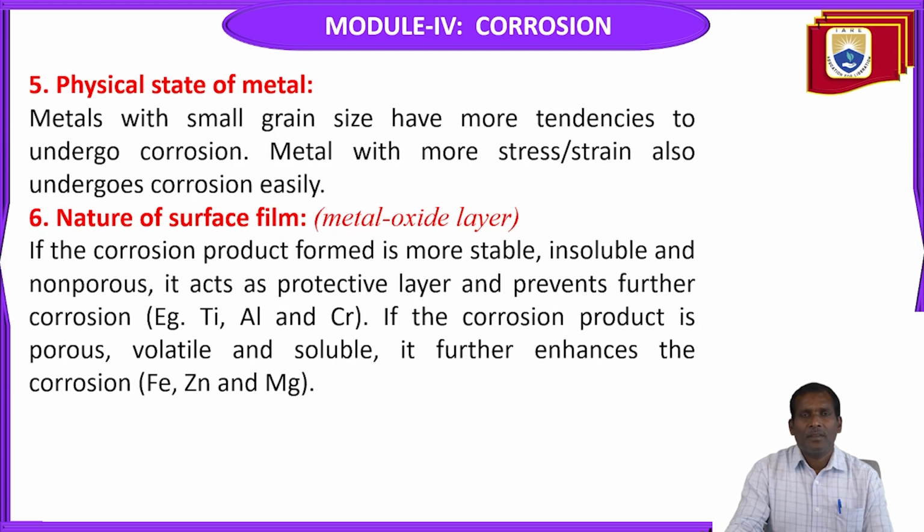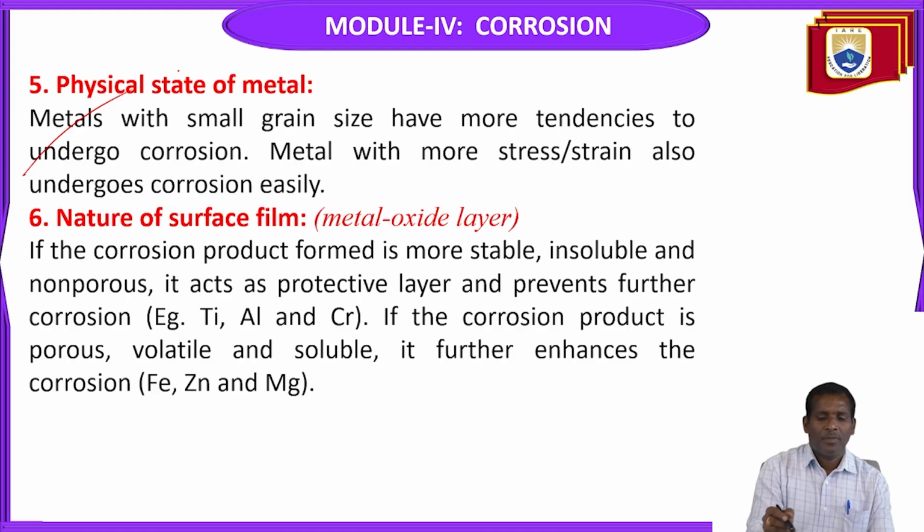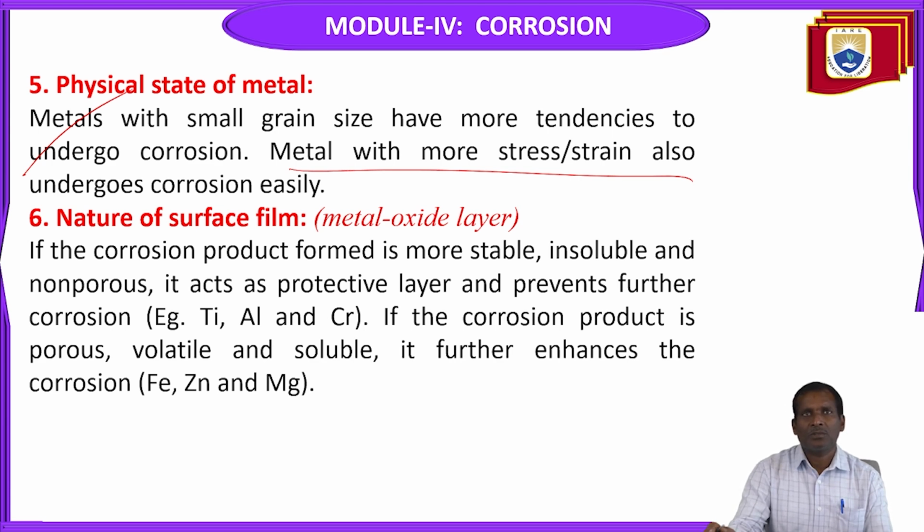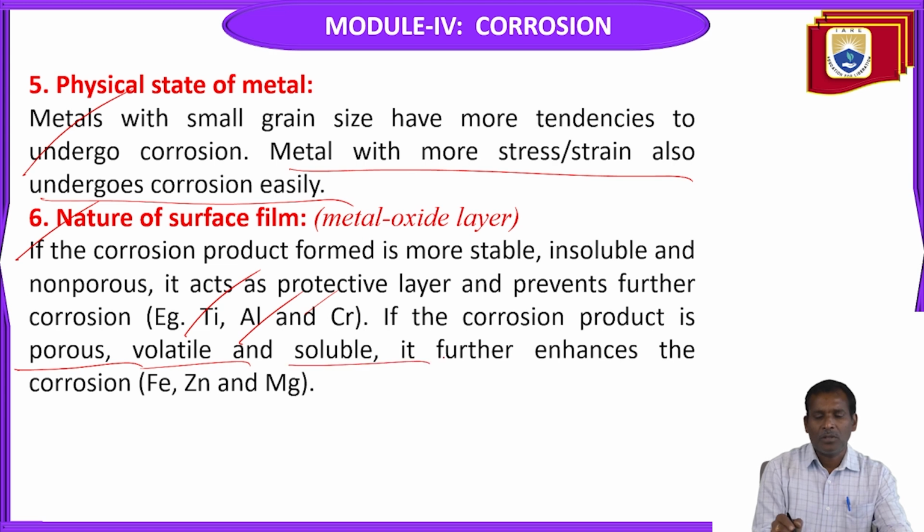Physical state of metal. Metals with small grain size have more tendency to undergo corrosion. Metal with more stress or strain also undergoes corrosion easily. Next, nature of surface film, the metal oxide layer. If the corrosion product formed is stable, insoluble, and non-porous, it acts as a protective layer and prevents further corrosion. Examples are tin, aluminum, and chromium. If the corrosion product is porous, volatile, and soluble, it further enhances corrosion. That is iron, zinc, and magnesium.